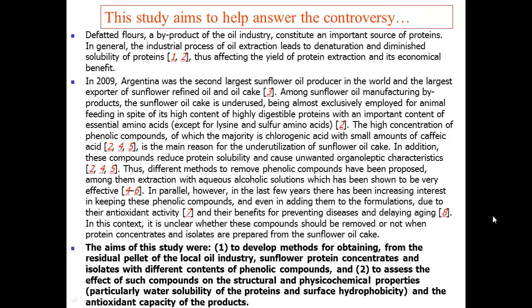And what's this study going to do? Well, this study aims to help answer that controversy, and they give you some very specific aims, and sometimes if you've got more than one aim, it's great to list them with numbers as they have done here. So the aims of this study were, 1, to develop methods for obtaining from the residual pellet sunflower protein concentrates and isolates with different contents of phenolic compounds. So they're kind of just getting a method for getting those phenolic compounds out. And 2, to assess the effect of such compounds on the antioxidant capacity of the product. So they're kind of trying to help answer that controversy by adding some information, by answering those particular questions.